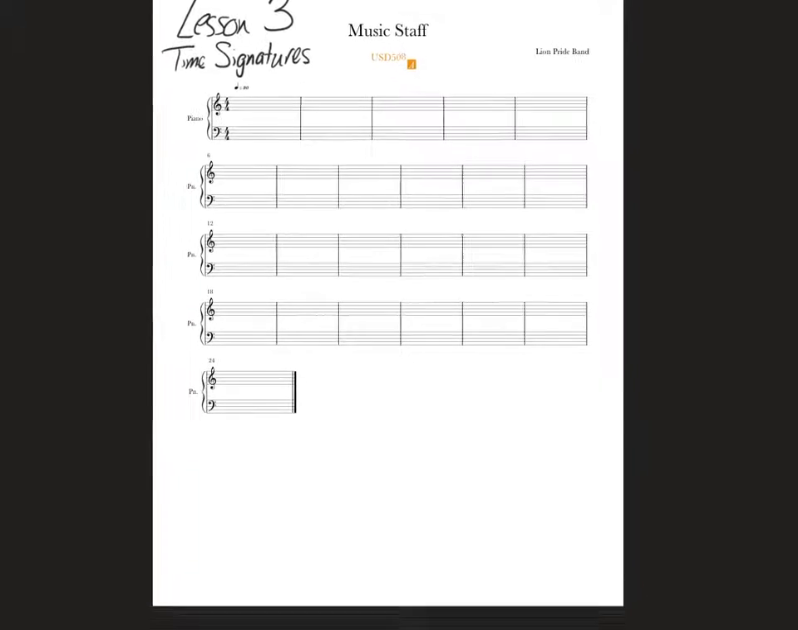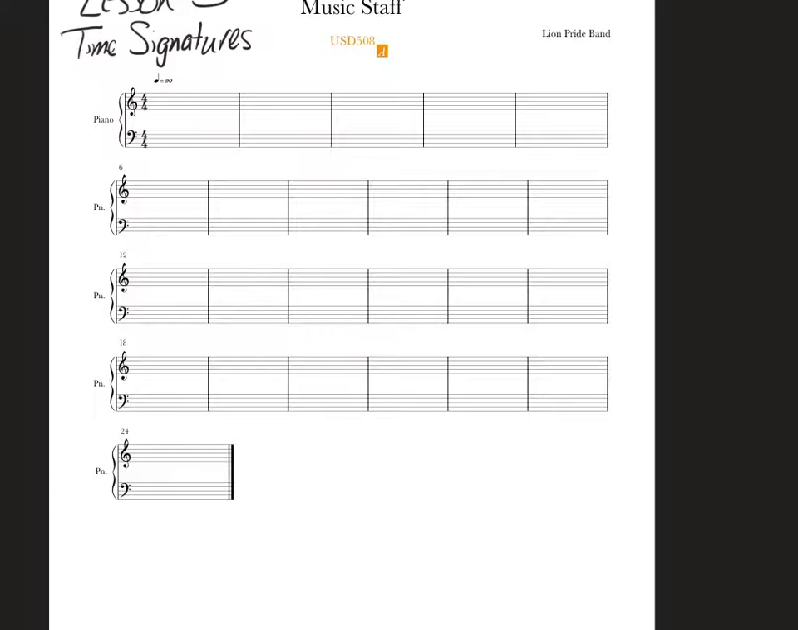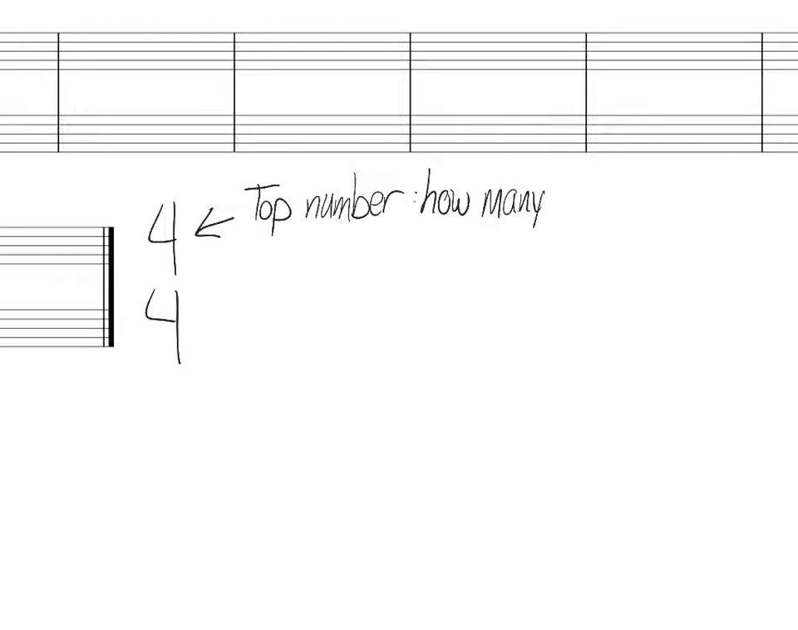So I'm going to zoom in on the bottom part of my screen here so we've got more room to write. There it is. So when we have a time signature, we have two different numbers, and we're going to start with the top number. And the top number is the easiest one to talk about because it simply means how many beats are in a measure.